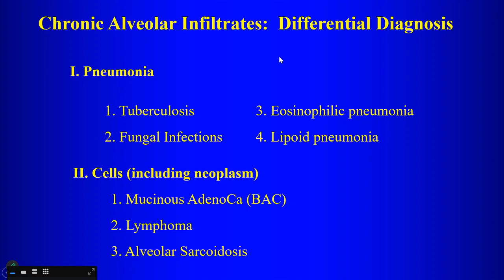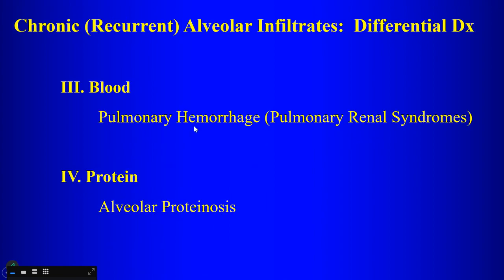So that is our discussion of alveolar consolidations, especially if they're chronic. What things do you think about? If it's infection, TB, fungal infections; inflammatory, eosinophilic pneumonia; if it's peripheral, lipoid pneumonia can do it. Cells, mucinous adenocarcinoma, lymphoma, alveolar sarcoid, pulmonary hemorrhage, although here it's usually recurrent. You pull out an old chest radiograph, there are consolidations, the patient comes back to the ER, there are consolidations, and it turns out to be hemorrhage.